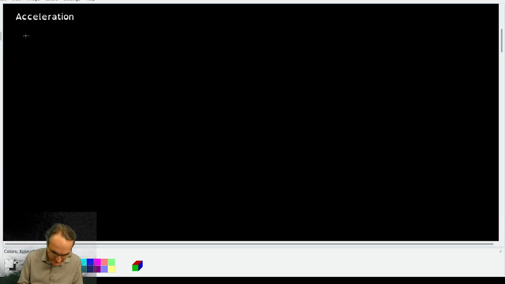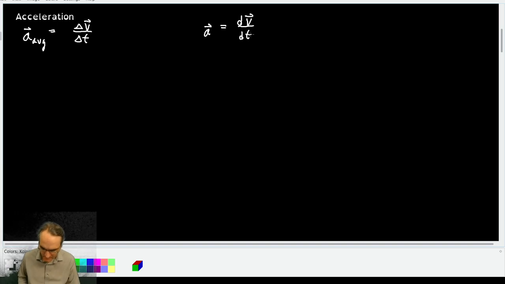So acceleration is, let's start with average acceleration. Average acceleration will just be the change in the velocity vector divided by the elapsed time. If you instead want instantaneous acceleration, the instantaneous acceleration is the derivative of the velocity vector with respect to the time. Okay, so again, if we're looking at something where you have a velocity vector and it changes either its direction or its magnitude, you will have an acceleration.